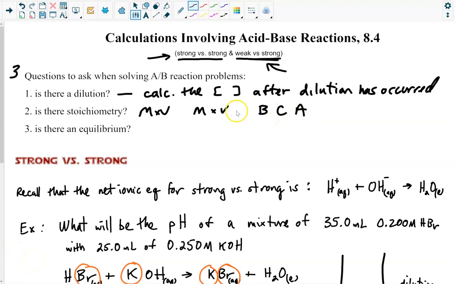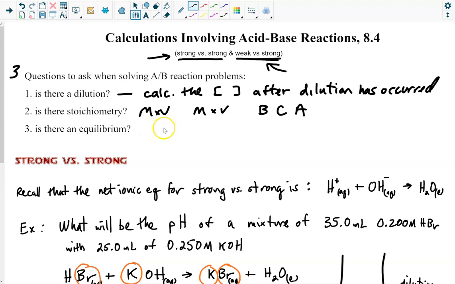Then finally, once you get the stoichiometry done and you find out what you have present and what concentrations you have present after the two things react stoichiometrically, if a weak acid or weak base is present, often you have an equilibrium. Not every time, and we will see a case in today's notes where you don't have an equilibrium, but most often when a weak acid or base is involved in a calculation like this, the answer to is there an equilibrium will be yes.